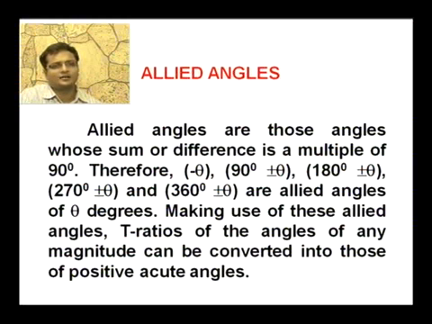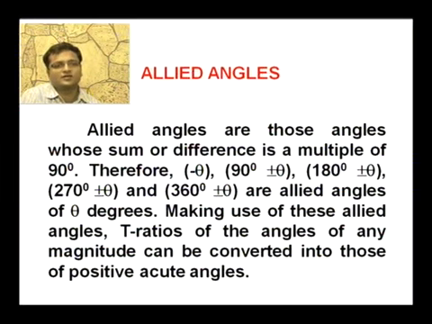Next is allied angles. Allied angles are those angles whose sum or difference is a multiple of 90 degree. Therefore, minus theta, 90 degree plus minus theta, 180 degree plus minus theta, 270 degree plus minus theta and 360 degree plus minus theta are allied angles of theta degrees. We can check, if we add minus theta and 90 degree plus theta, we get 90 degree, which is a multiple of 90 degree.